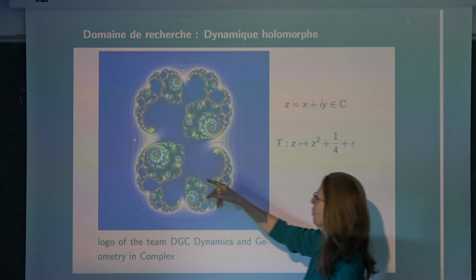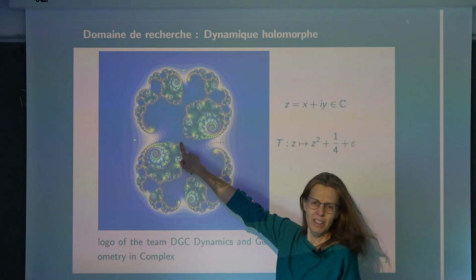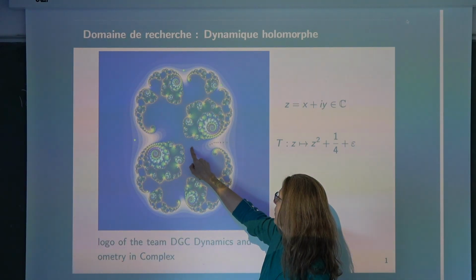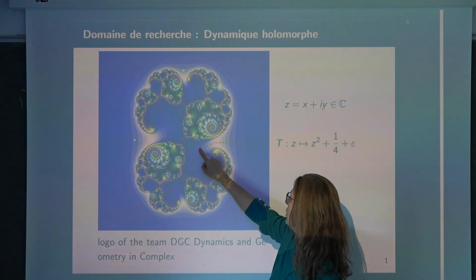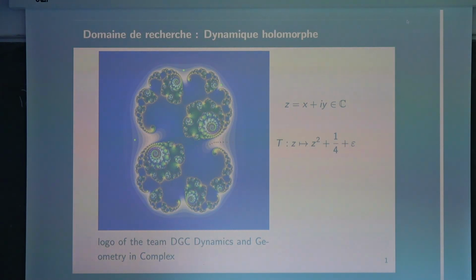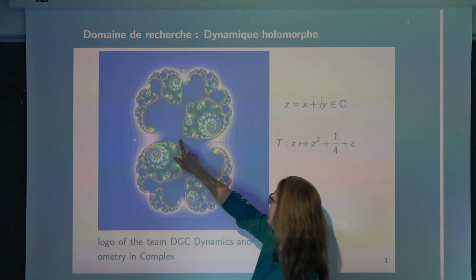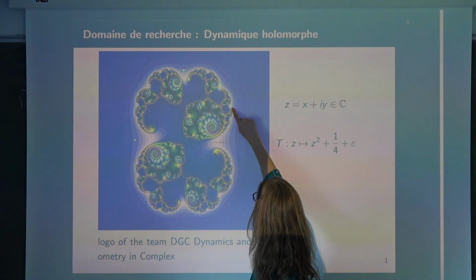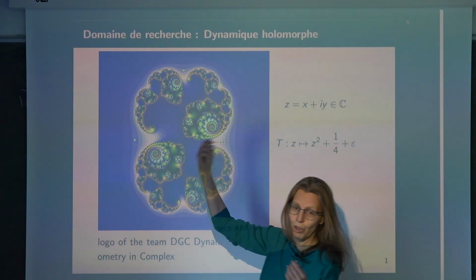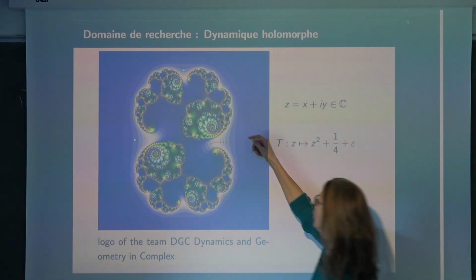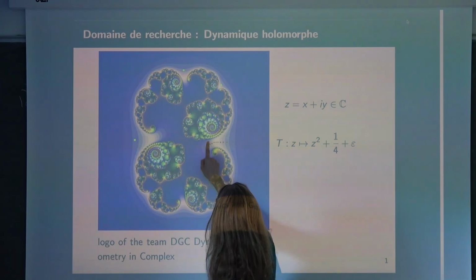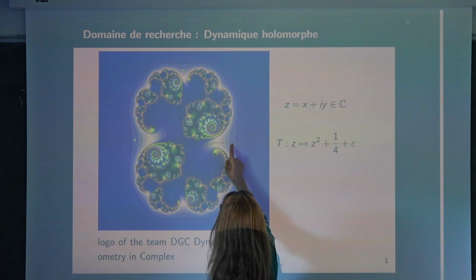So I take a point here in red. Can you see? Not so good. And its image is here, and then its next image is here, next one is here, next one is here. So on this picture you see all the forward images of the point starting here. But if I take a point here in green, it's a computer picture, so it's done by a computer, its image is here, then here, then here, and then it goes to here.